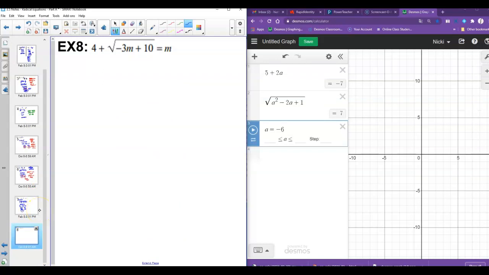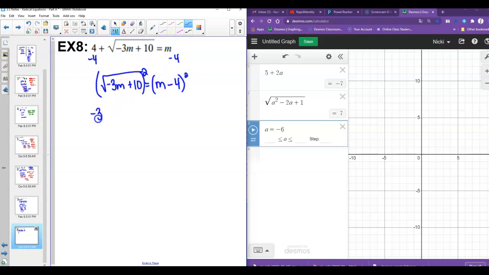All right, and this is our last problem that we're going to do. For this problem, it's going to be really difficult if we square this as it is. It is going to make it a little bit easier if we go ahead and subtract this 4 over to the other side first. So we're going to have square root of negative 3m plus 10 equals m minus 4. And so now this looks a little like the other problems that we've done. We can square both sides.